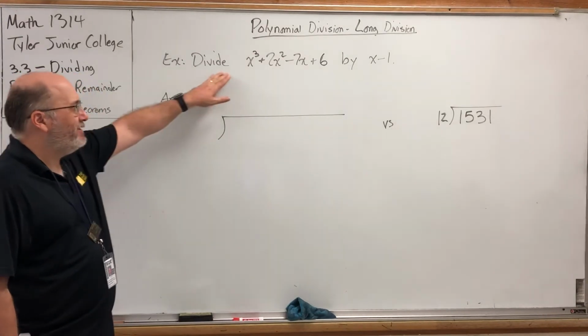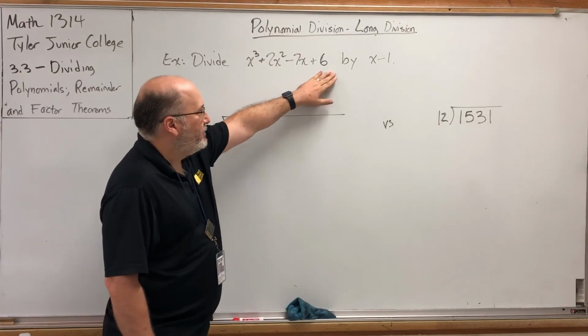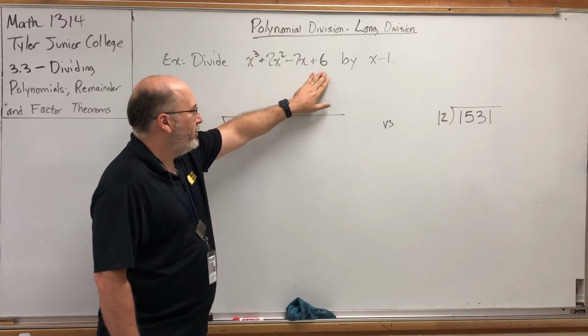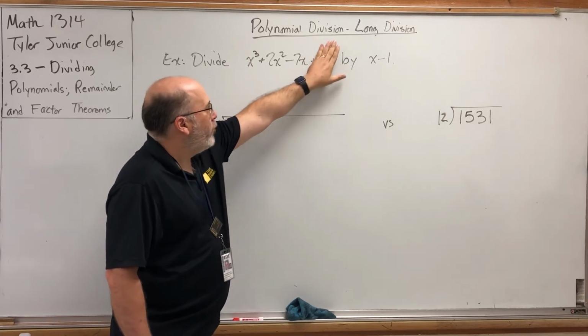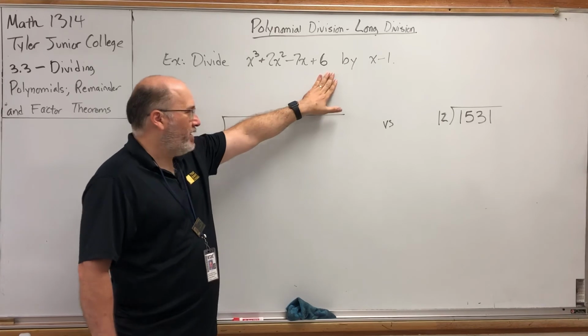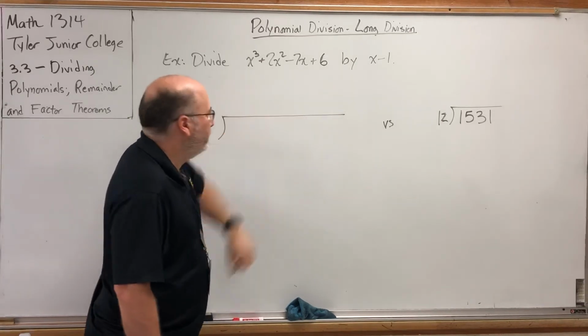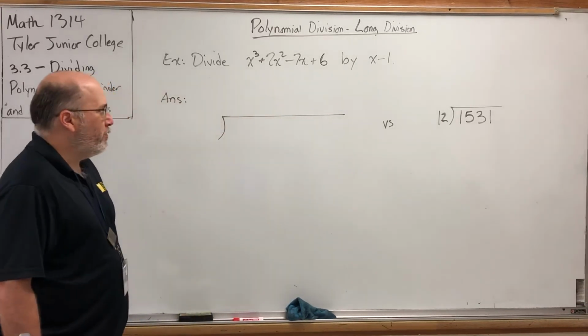Now, this is not the same polynomial as we were trying to find the zeros of in the previous video. That had a 4 here. I changed it to a 6 so I can make a point in this first example. So how do you do long division with polynomials?